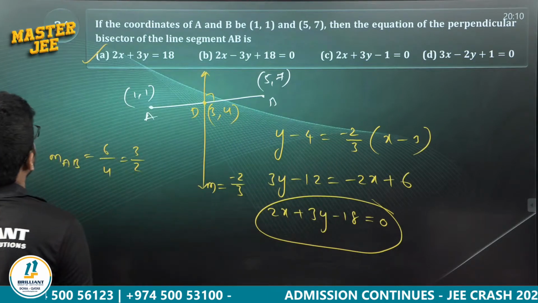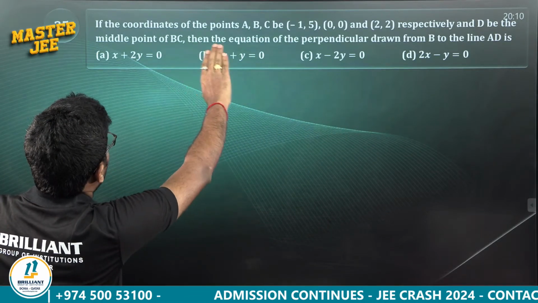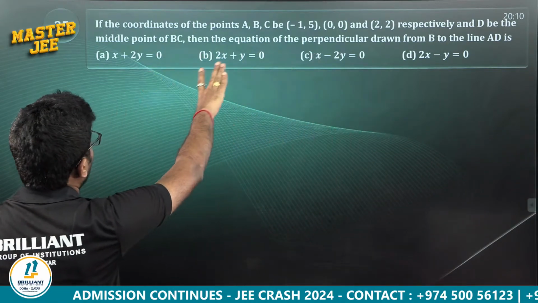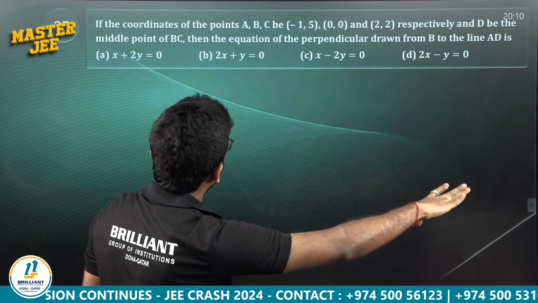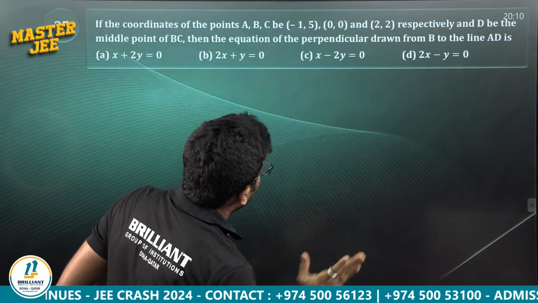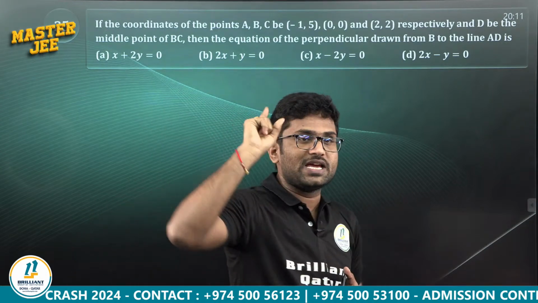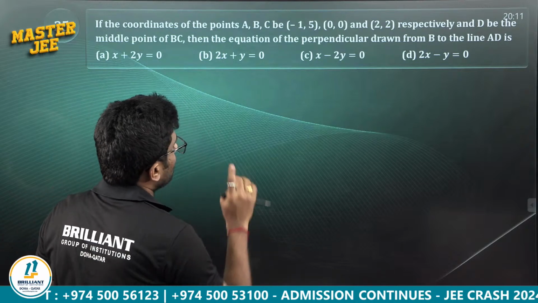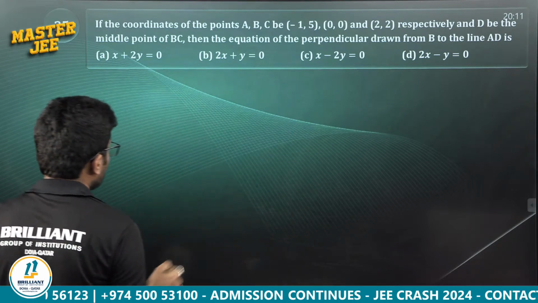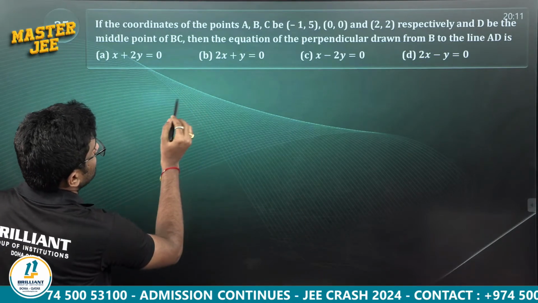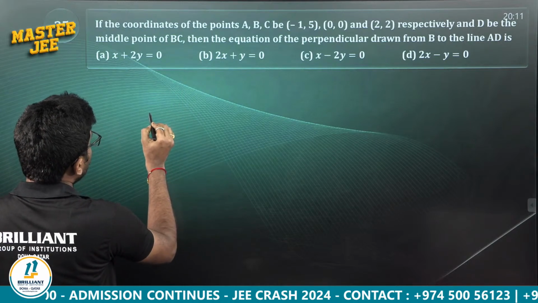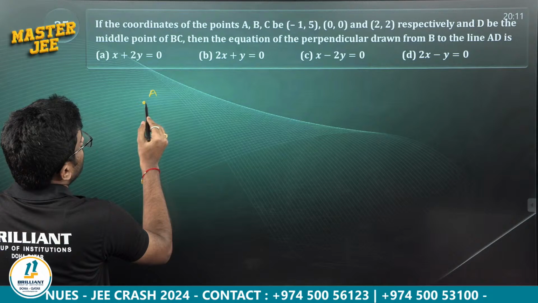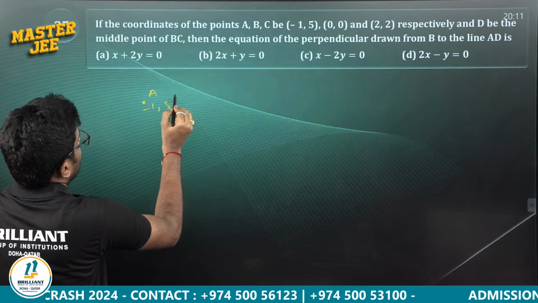Okay. Next question. If the coordinates of the points A, B, C are given respectively and D is the midpoint of BC, then the equation of the perpendicular drawn from B to the line AD. Oh my god. Equation of the perpendicular drawn from B to the line AD. Okay, first let's consider 3 points. A is minus 1, 5.